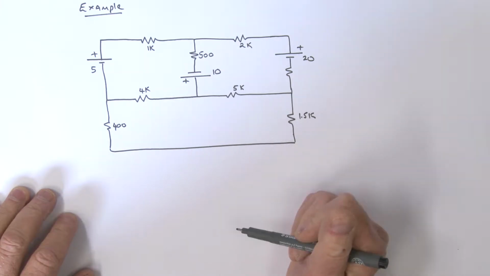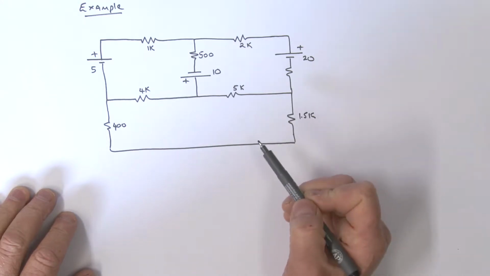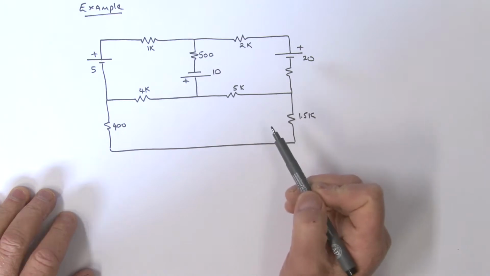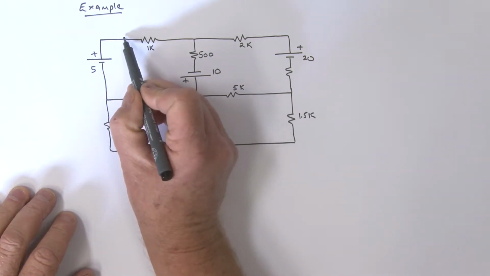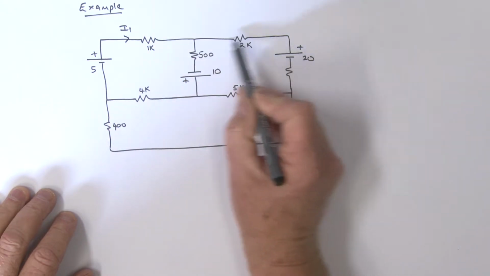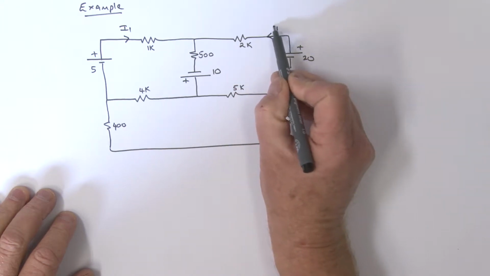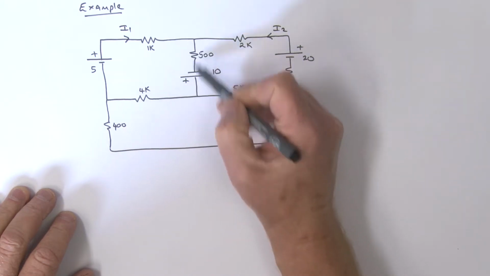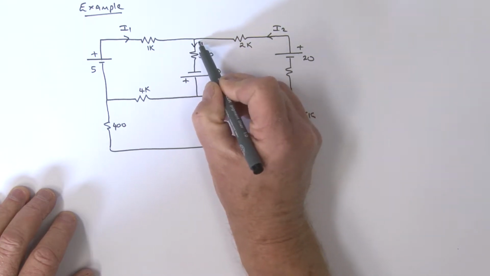Okay, so what do we do first? Well, we need to define our currents. Now these are arbitrary choices, so let's do that. Let's say we've got a current here. Let's call this current I1. We've got a current in this section here. Let's call that current I2. We've got a current here. Well, we can call that current, let's say I3.